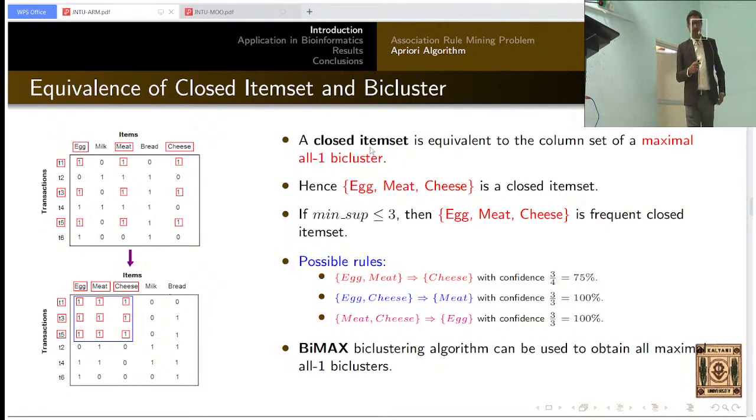And why are we looking for closed item sets? Because this is a non-redundant representation of all frequent item sets. And we will extract the rules only from these closed item sets.